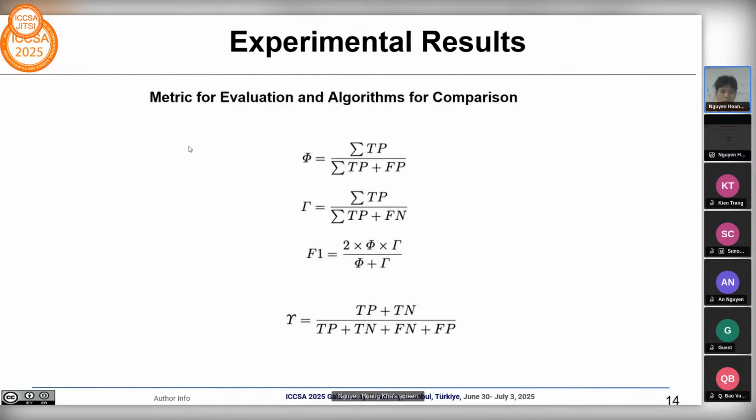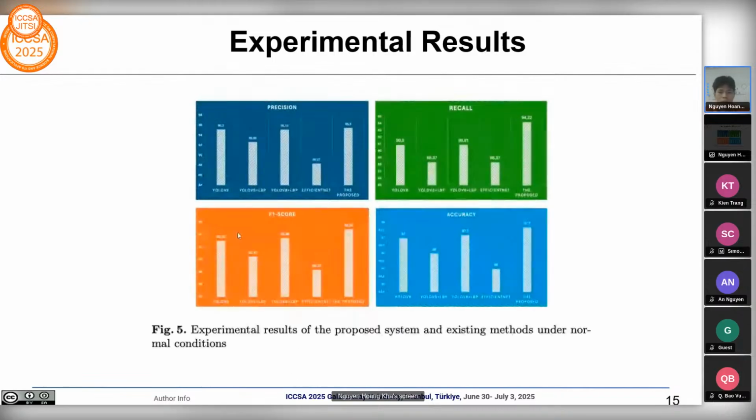That is the metric of evaluation and the algorithms for comparison. In the results, you can see that in the normal condition we are a little bit better when we compare with the existing methods. We have YOLOv8, YOLOv5 LBP, and YOLOv8 LBP, also with EfficientNet. So we are a little bit better than the existing methods. So that is the normal condition.